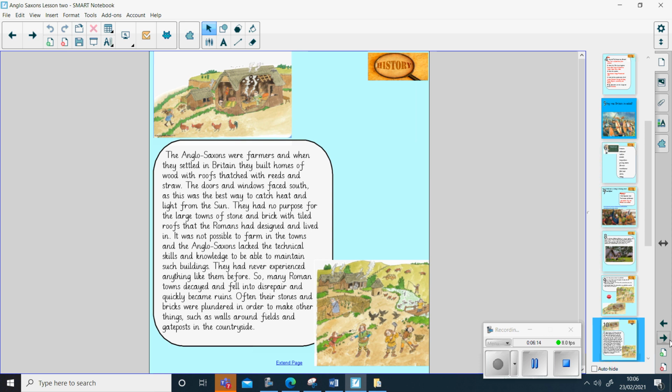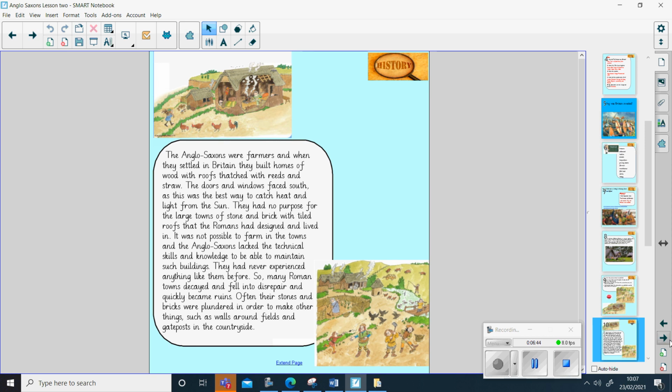Okay, so here are my ideas. I've looked at these images and I've worked out that the Anglo-Saxons were farmers. They needed that land to farm on. And the homes they built were built of wood, and they had those thatched roofs made with reeds and straw. You can't tell this from the picture, but actually the doors and the windows always faced south, so that they could catch the heat and the light from the sun.